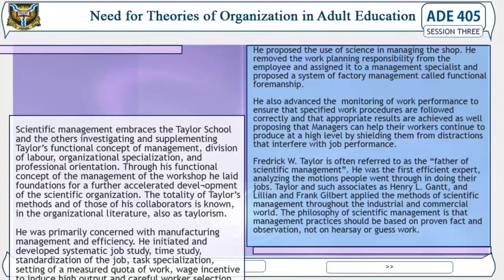Frederick W. Taylor is often referred to as the father of scientific management. He was the first efficiency expert analyzing the motions people went through in doing their jobs. Taylor and such associates as Henry L. Gantt and Lillian and Frank Gilbreth applied the methods of scientific management throughout the industrial and commercial world. The philosophy of scientific management is that management practices should be based on proven fact and observation, not on hearsay or guesswork.